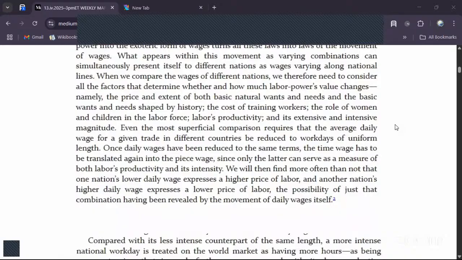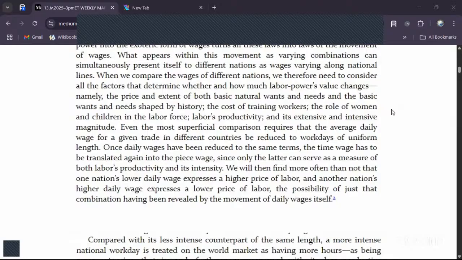Once daily wages have been reduced to the same terms, the time wage has to be translated again into the piece wage, since only the latter can serve as a measure of both labor's productivity and its intensity. We will then find more often than not that one nation's lower daily wage expresses a higher price of labor, and another nation's higher daily wage expresses a lower price of labor. The possibility of just that combination having been revealed by the movement of daily wages itself.